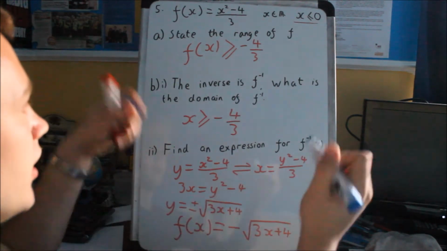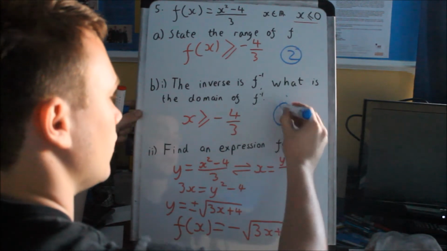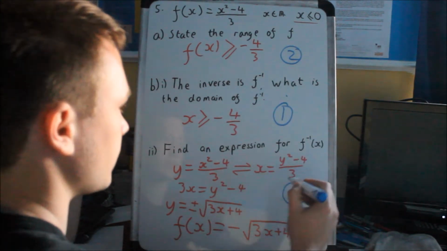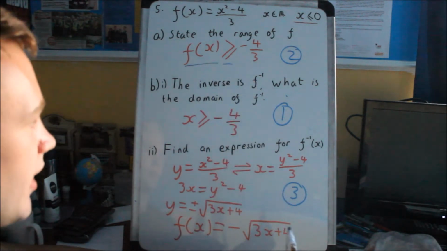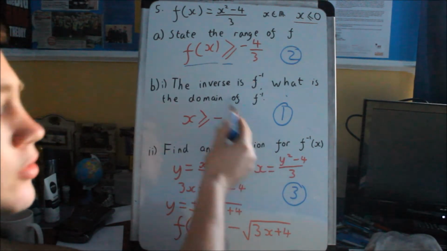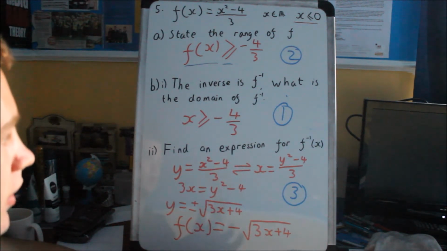And in terms of marks, this is 2 marks, 1 mark, 3 marks. So 2 marks, this f of x is important, and then the equality sign being the right way round. This one most people were fine with, the domain of one being equal to the range of the other. Most people were fine with that.